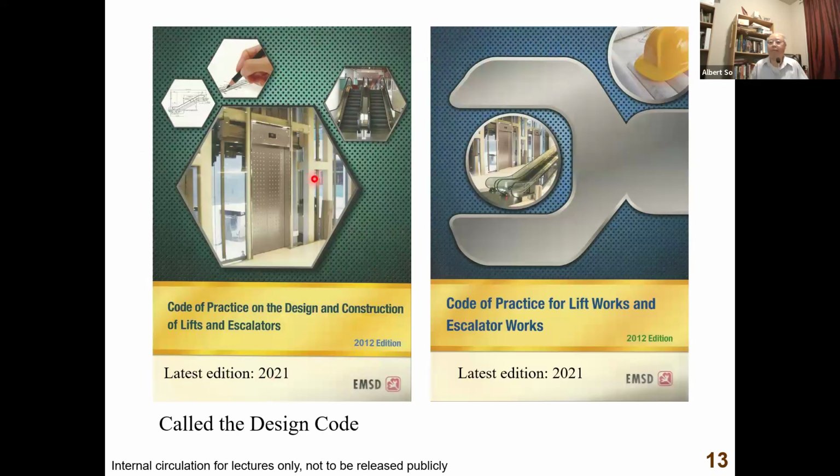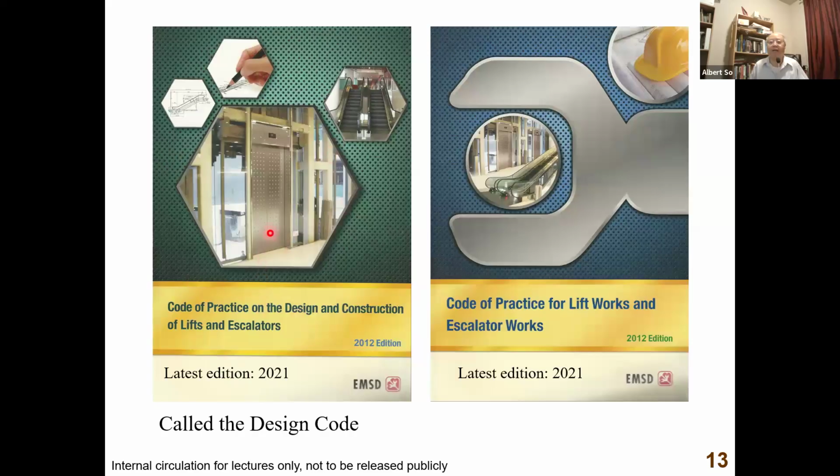All right. Now, this one is called the Design Code of Practice on design and construction of lifts and escalators. I think you cannot download it freely. I do not know whether you can download it from the library, but I don't think so. You can go and check whether you can download it. This is useful. This is the design code, with a lot of technical information inside.